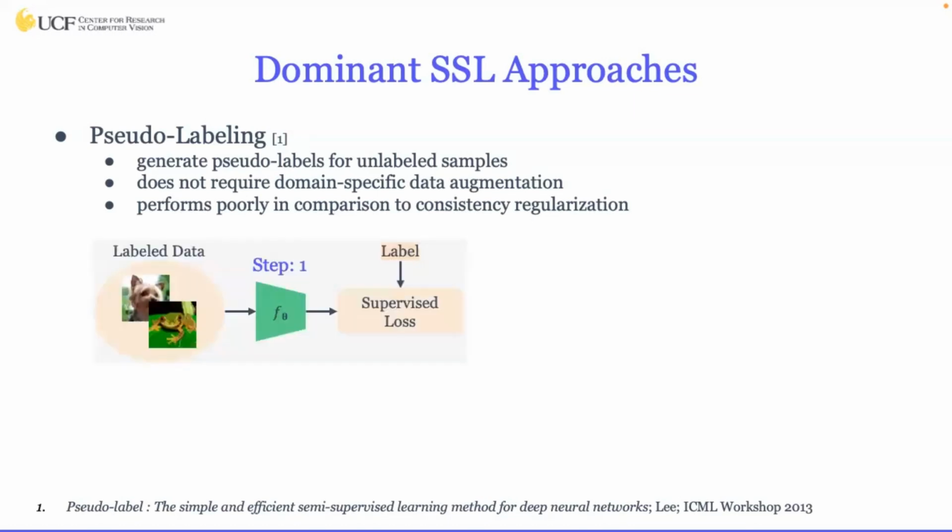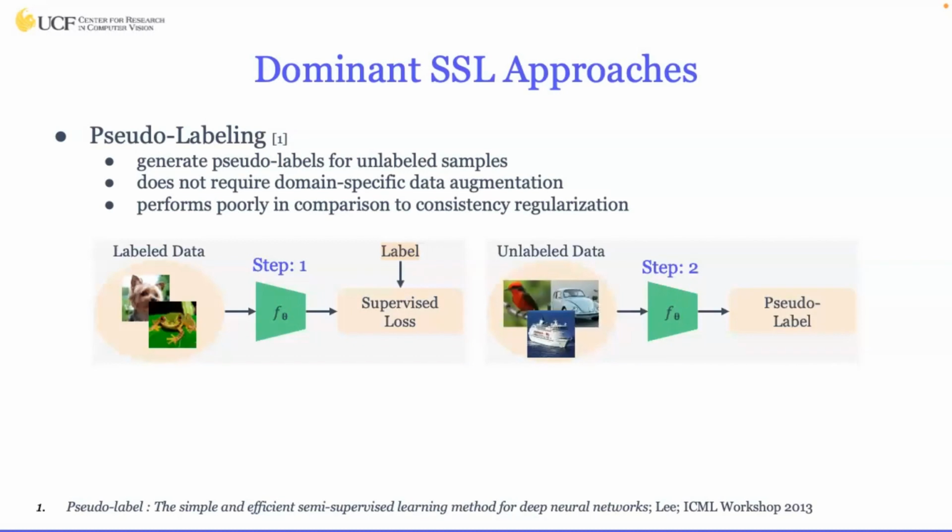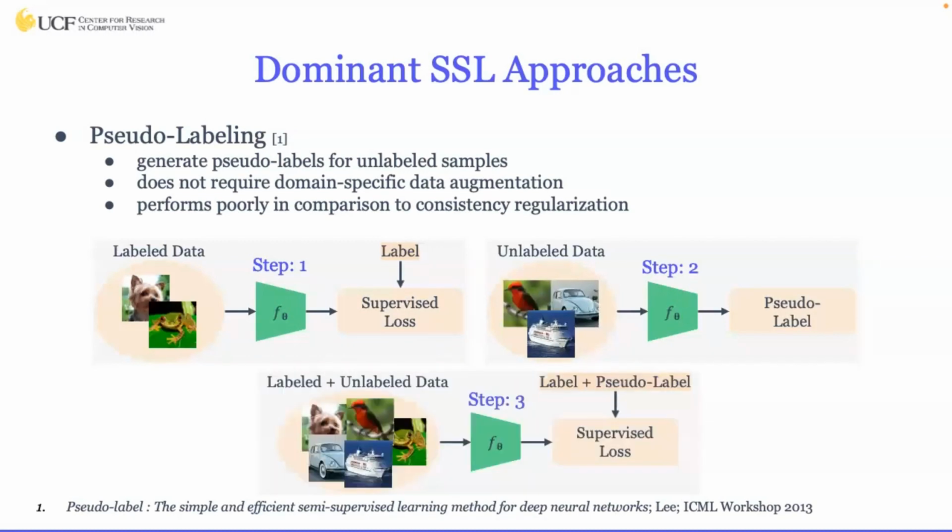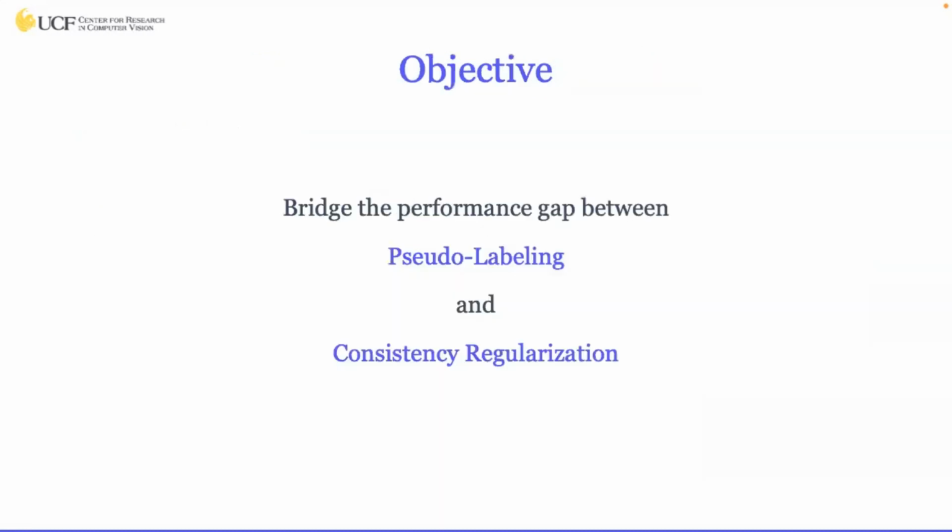So how this works is basically, in the first step, given some label data, we can train a model using supervised loss. After that, we can generate pseudo-labels on all the unlabeled data. Finally, we can incorporate the labeled and pseudo-labeled data into our training set and continue training. And these steps can be iterated multiple times. So the objective of this work is to bridge the performance gap between pseudo-labeling and consistency regularization.